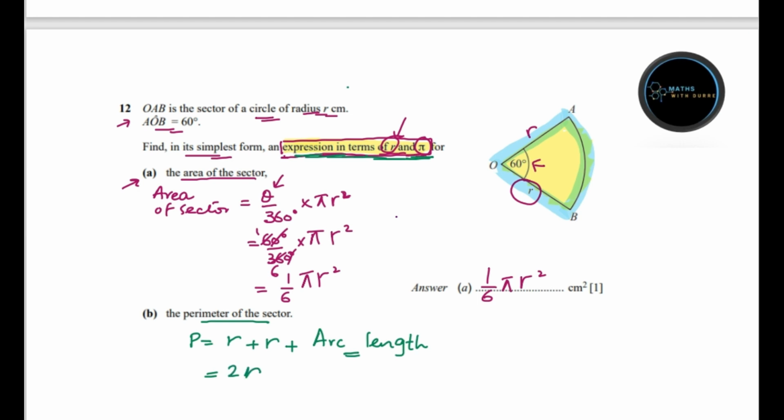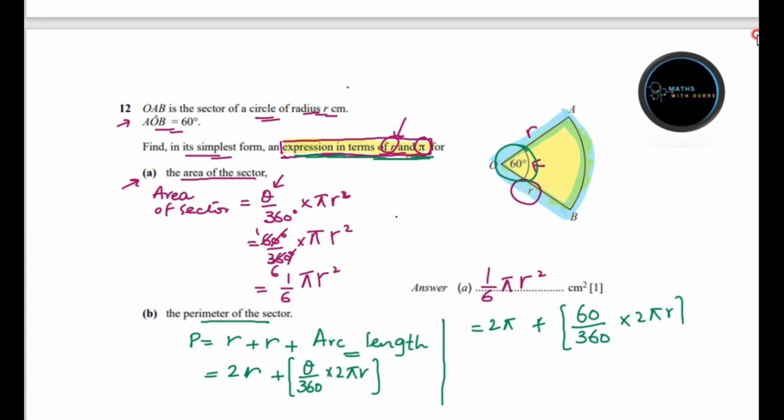So 2r will come here, and here we need to apply the formula theta over 360. It is an arc length, so we have to write the formula of 2 pi r. As we know the angle was 60 here, we substitute 60. It will be 60 over 360 into 2 pi r. Now we will do the cancellation. 6 ones are 6, 6 sixes are 36. Further cancellation, 2 ones are 2 and 2 threes are 6. So here we are getting an answer 1 over 3 pi r.